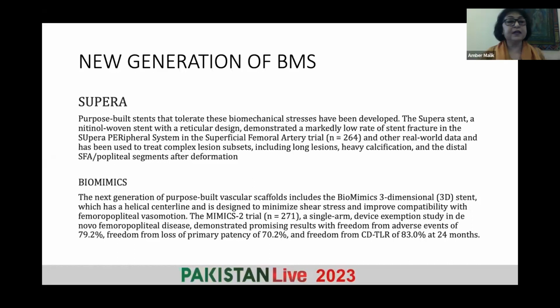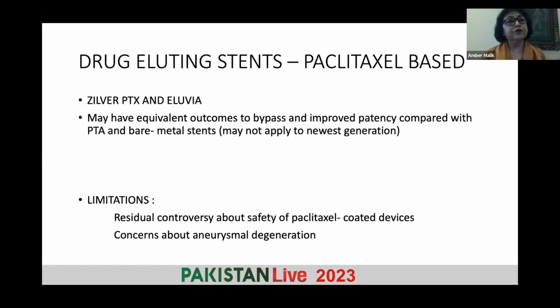That has been used to treat complex lesions, including long lesions, heavy calcification, and distal SFA. Then there is another new one, which is a purpose-built vascular scaffold, Biomimics, which has a helical center line and is designed to minimize shear stress. That has also shown a lot of good results.